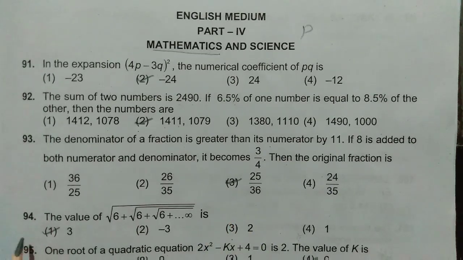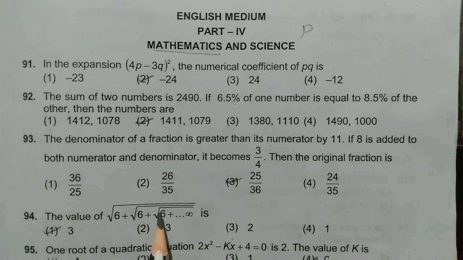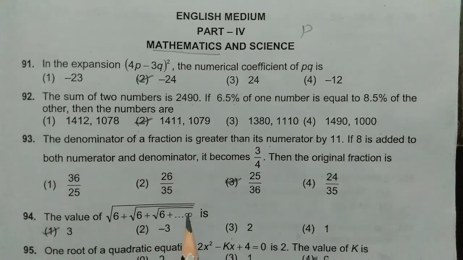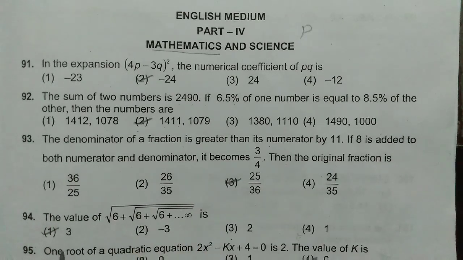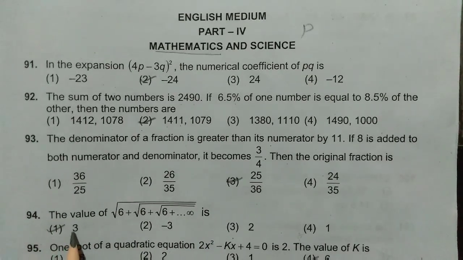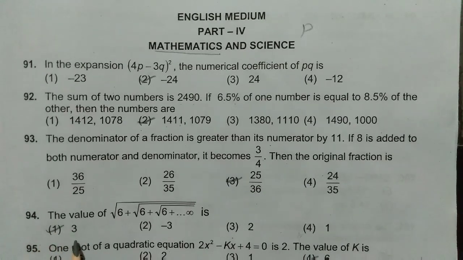Next, 94: the value of square root of 6 plus square root of 6 plus square root of 6 plus, and so on to infinity. What is its value? This is the question. The correct answer is 3. The first option is correct, and the answer is 3.